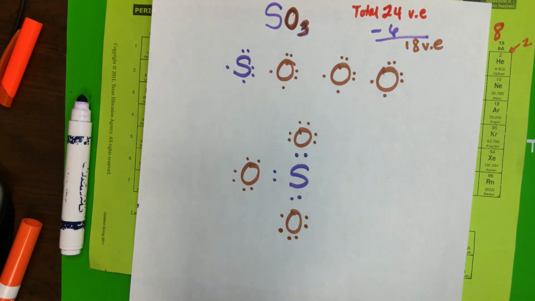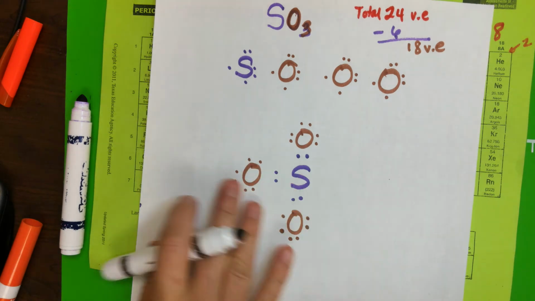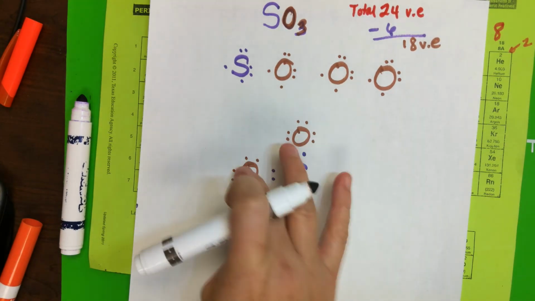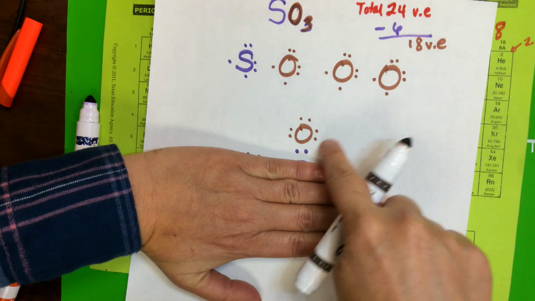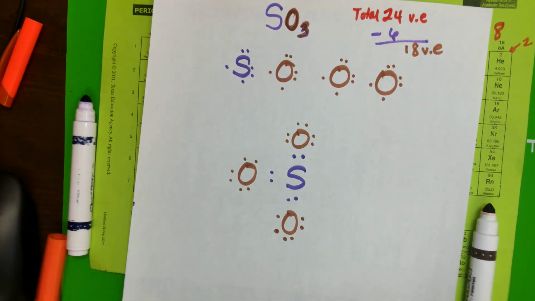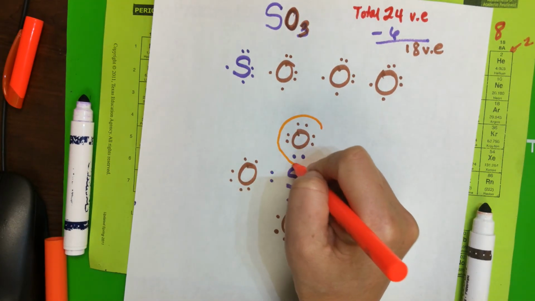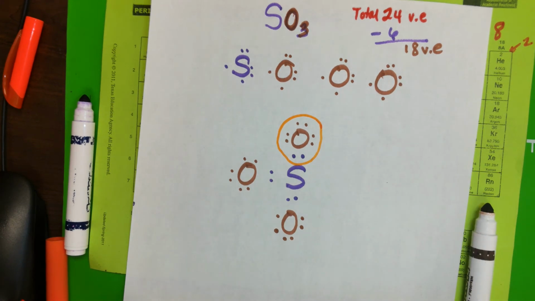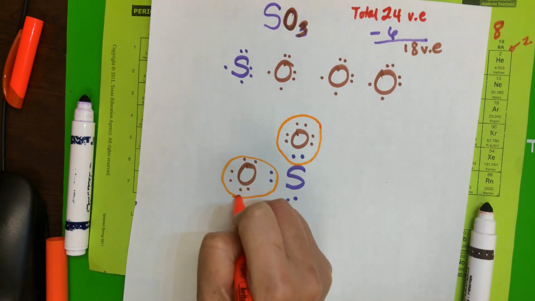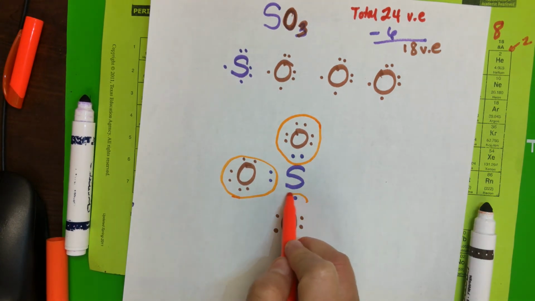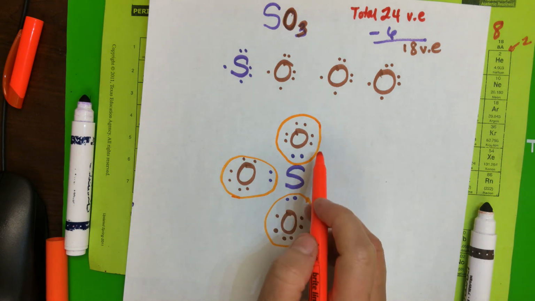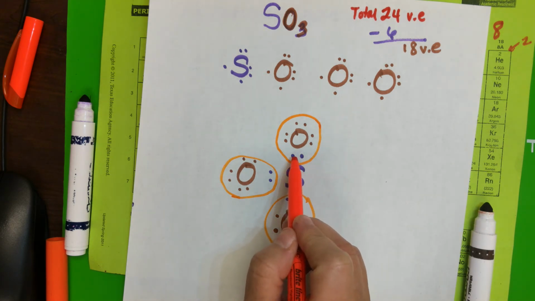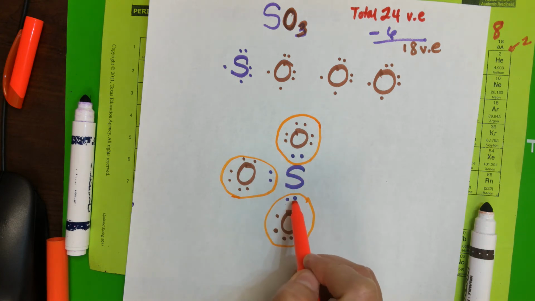Now the last step, you've got to check for the duet and octet rule. None of them follow the duet rule, so all of them, like sulfur and oxygen, have to follow 8. So we cover this right here, and I'm going to put it in orange. You see this oxygen has 8. This oxygen has 8, so far so good. This oxygen has 8. Oh, wait a minute. This sulfur only has 6. So it's 1, 2, 3, 4, 5, 6.